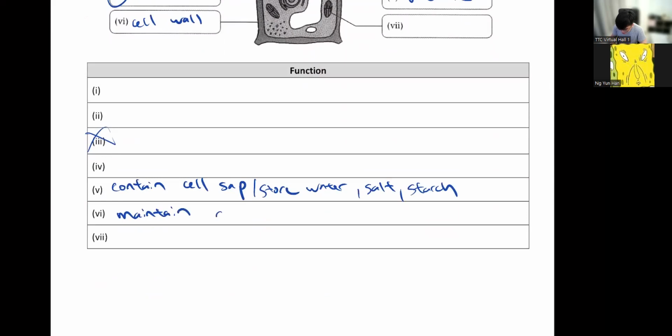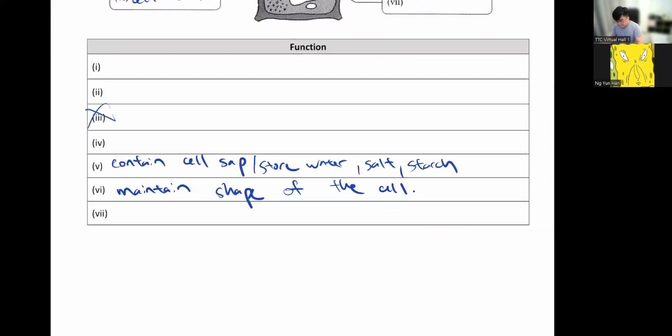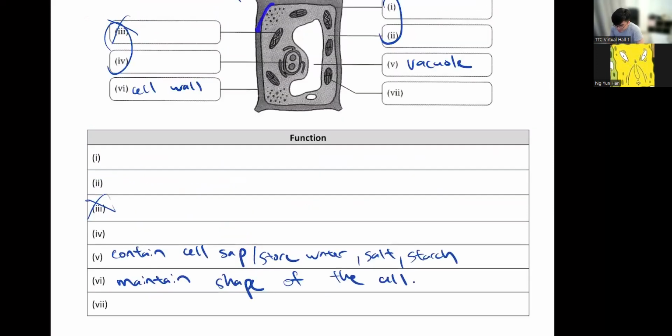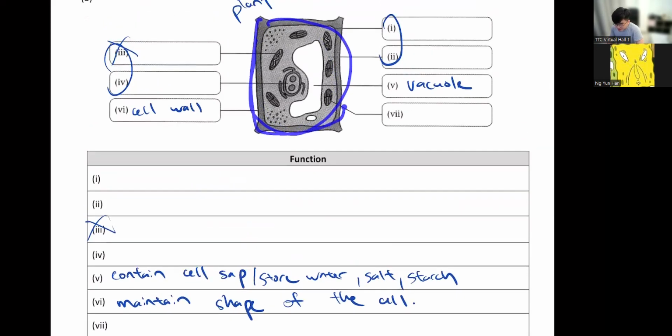Okay, maintain shape of the cell. All right, they don't control things in and out. That's the job of your cell membrane. So for plants, they have 2 layers. They have the one that maintains the shape. Okay, this is to maintain the shape. And then they have one more to control things in and out.